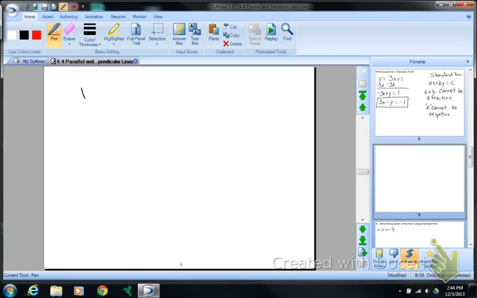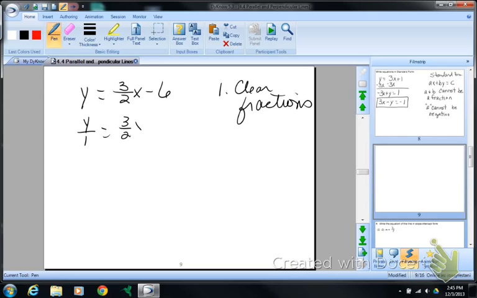Let's look at number 2, y equals 3/2 x minus 6. Okay, first thing, remember what I said, a and b, meaning the coefficient of x and the coefficient of y, cannot be a fraction. Does the coefficient in front of x have a fraction? So we need to clear our fractions first. So step 1, clear fractions. I am going to put this y over 1, 3 over 2 x, minus 6 over 1. So I turned everything into a fraction.